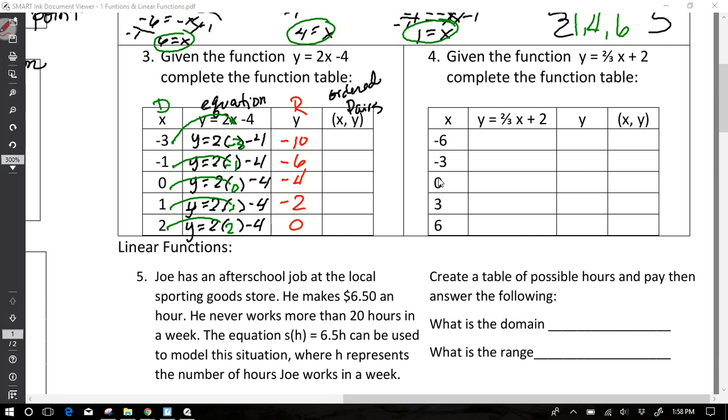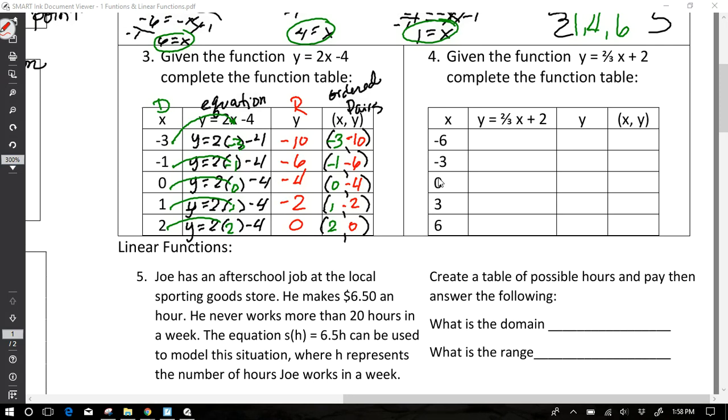Now let's fill in the ordered pairs. So they have to look like this, and they will have commas, and I'm just going to fill in. So the domains were negative 3, negative 1, 0, 1, and 2. The range values that I found were negative 10, negative 6, negative 4, negative 2, and 0. And if you wanted to see the graph, you could then plot these ordered pairs and look at the graph. Perfect.